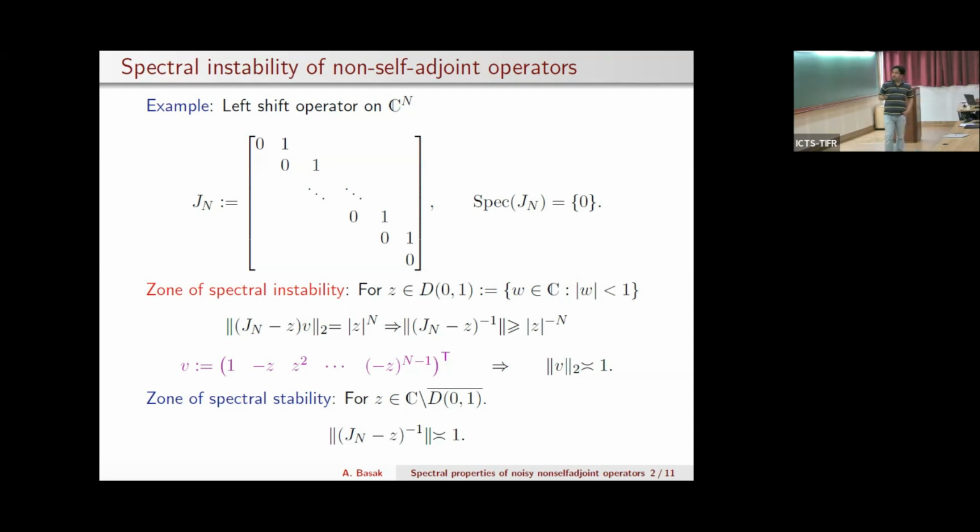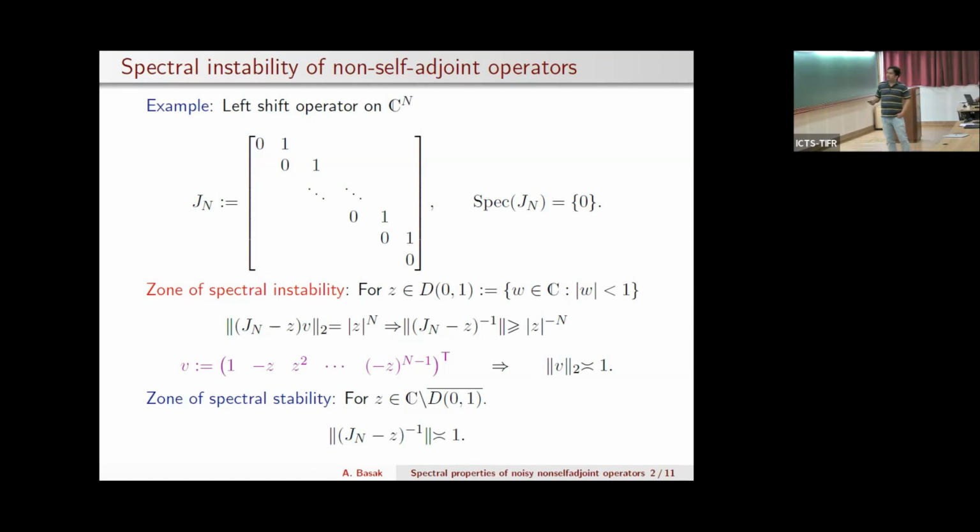But the thing that one should note is the following. Let's say now I take a Z which is inside the open disk, and Z is not equal to 0. Then I can show that if I look at the resolvent of this, (J_n - Z)^{-1}, the norm of that is huge. You can check this by taking this particular vector V and computing (J_n - Z) times V, looking at the L2 norm of that, and it comes out to be this because of the structure of the matrix J_n.